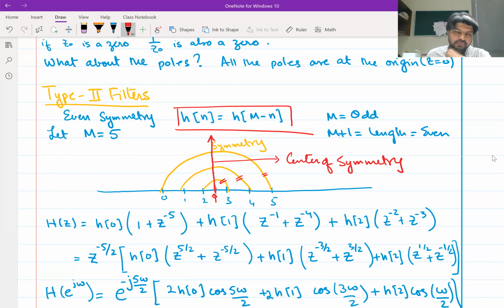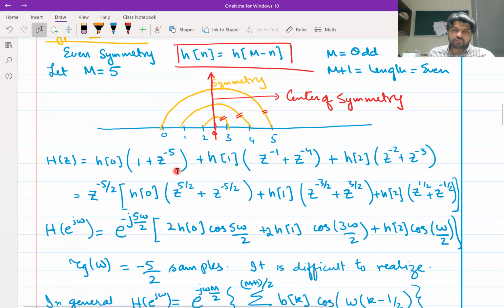Let's first write h of z. H of z would be h naught or h5 equal हैं. So I've directly written it h naught times 1 plus z to the power minus 5. h1 or h4 equal हैं. So I've directly written as h1 times z inverse plus z to the power minus 4. h2 or h3 equal हैं. I've written as h2 times z to the power minus 2 plus z to the power minus 3. Now what thing you would take common? इसका आधा, ठीक है, z to the power minus 5 का half, exponent का half. So you'll take out z to the power minus 5 by 2 as a common.